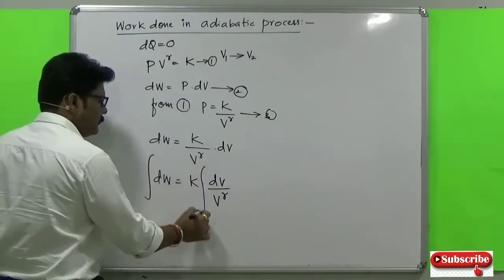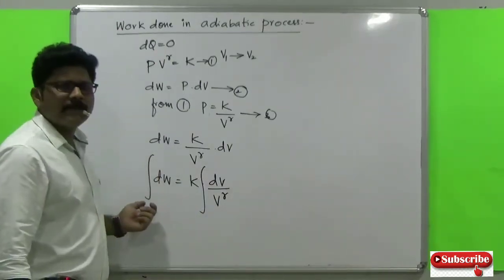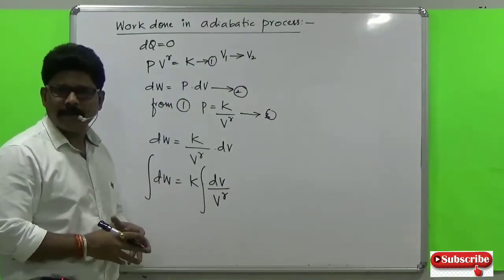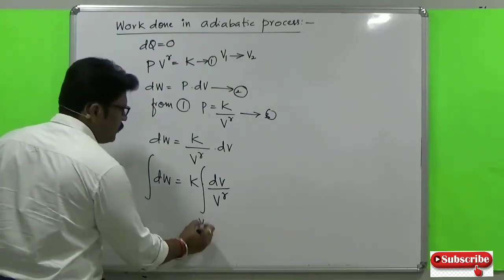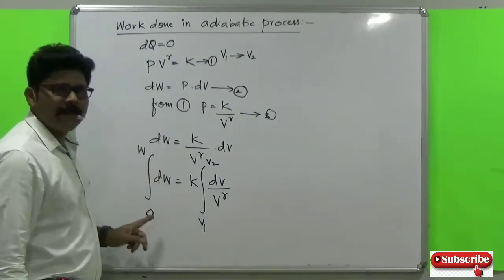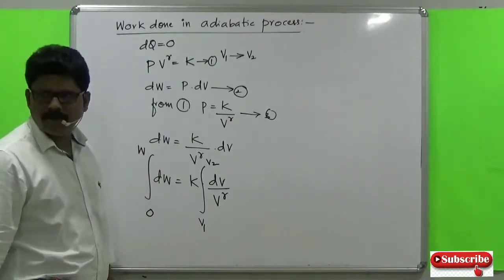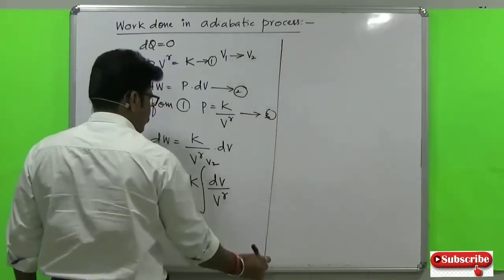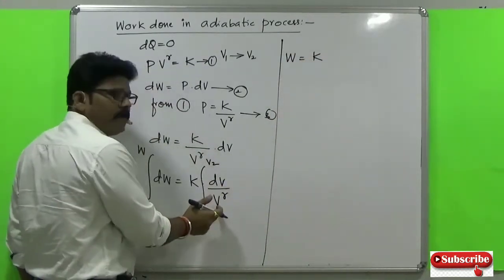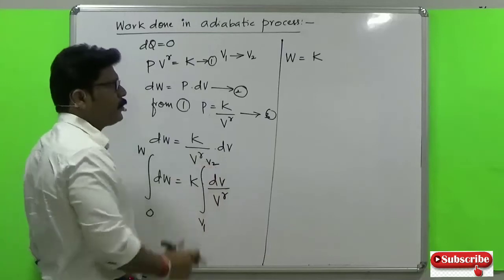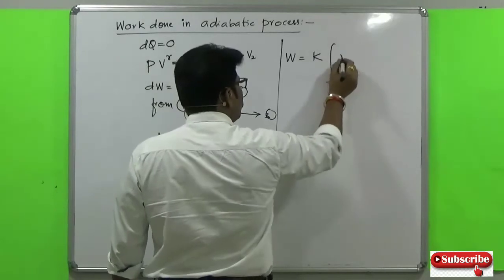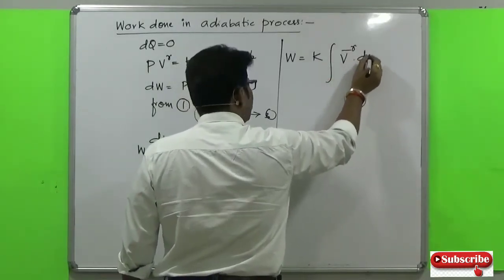Now integrate this. This is a small work done, and we want the total work done, so we always have to integrate. Integration from where to where? V1 to V2, and on the left 0 to W. The integration of dW is W. So W equals K into the integration of V to the power of gamma, which is in the denominator. I will take it to the numerator: V to the power of minus gamma into dV.